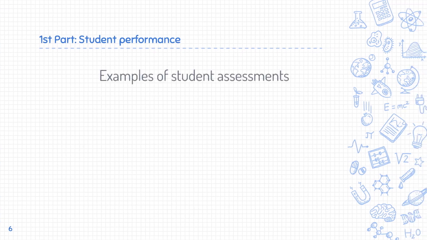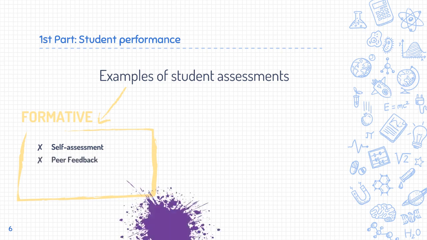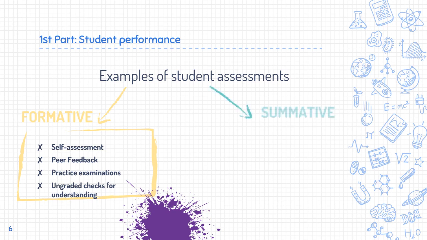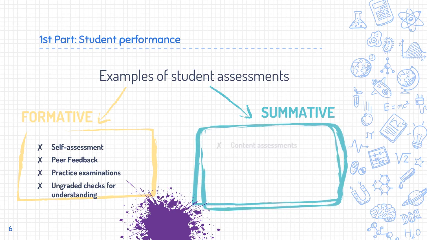Here are examples of student assessments both for formative and summative assessment. Student assessments in formative assessment can be self-assessment, peer feedback, practice exams, ungraded comprehension checks. On the other hand, more formal, you can find content assessments, portfolio presentations, standardized tests and many others. Note that these lists are not exhaustive.